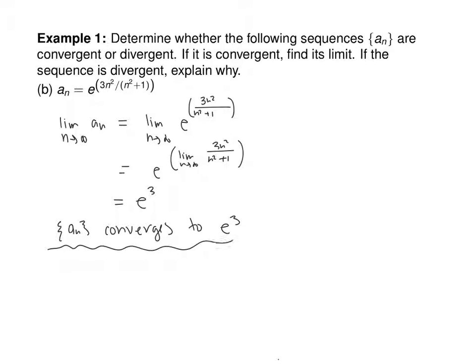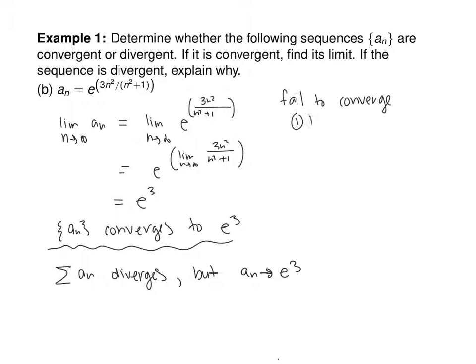Be careful, don't confuse this with series. The sum of the a sub n's would diverge, but the sequence of a n's converges to e to the third. You've got to keep those two things straight. A sequence would diverge, or at least fail to converge. So it can fail to converge in at least two ways.